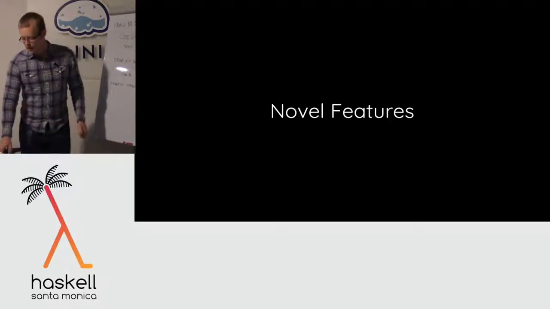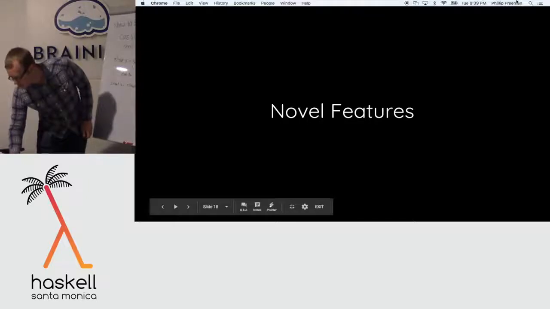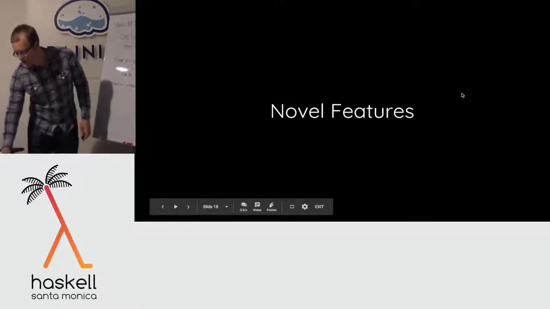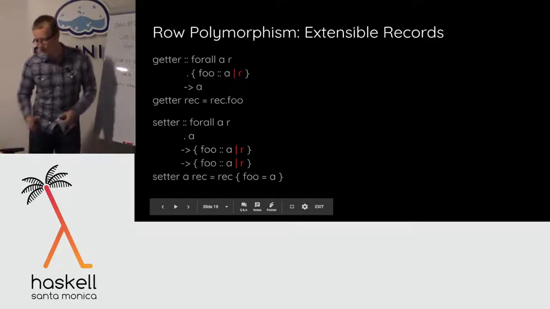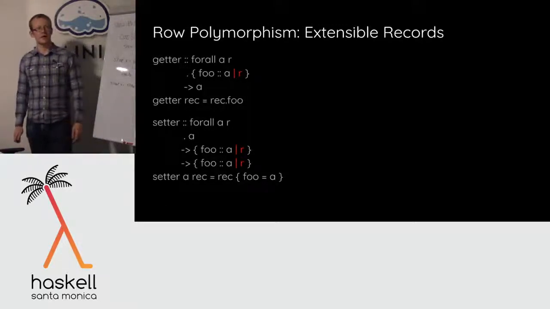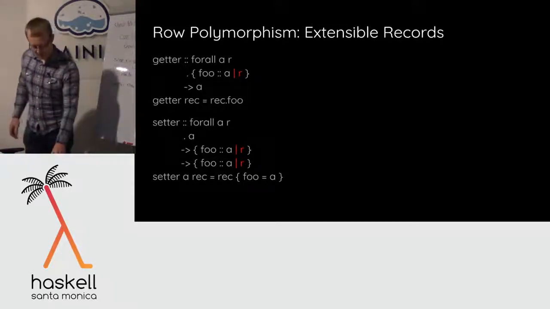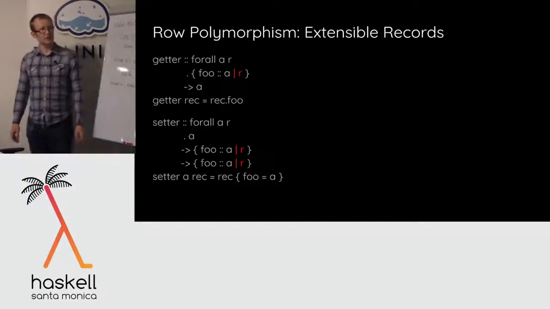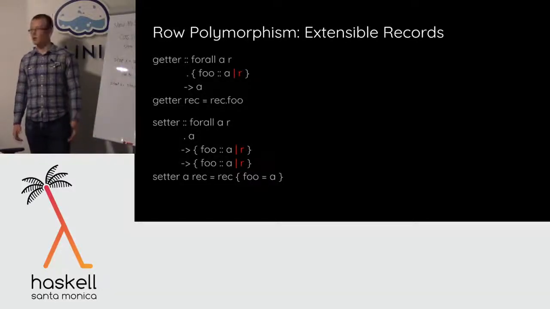All right, just quickly talk about a few novel features we have. I've been talking for an hour, so I'll try and get through this reasonably quickly. Okay, the biggest thing that we have that Haskell doesn't have, or at least right now, it might get it at some point in some future version, I suppose, is row polymorphism.